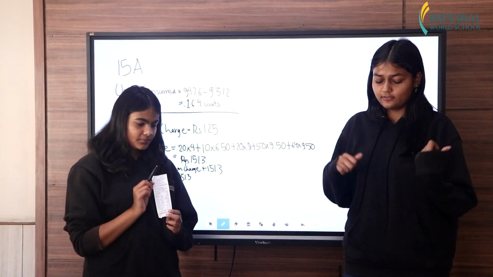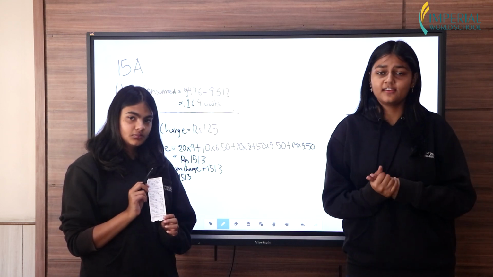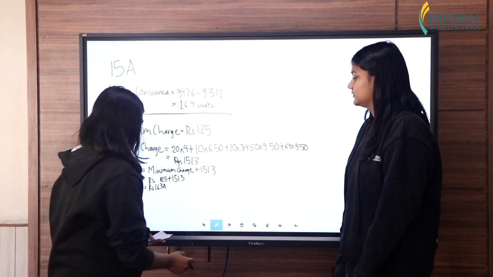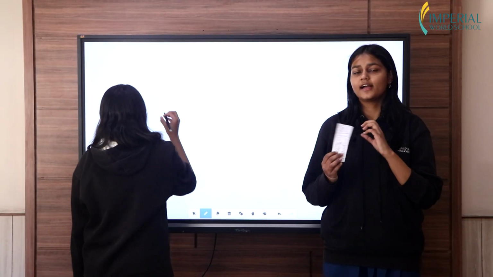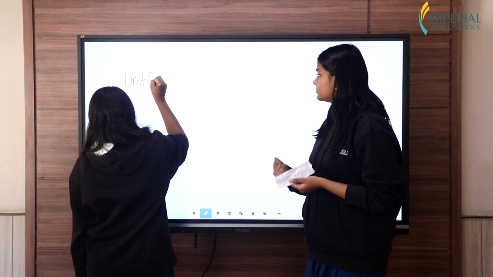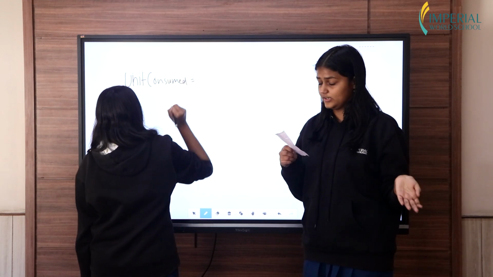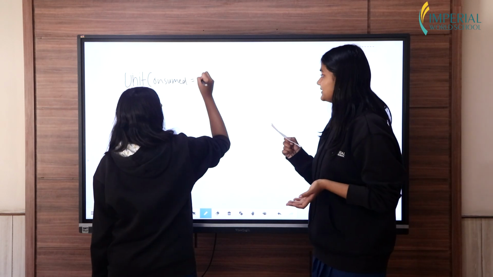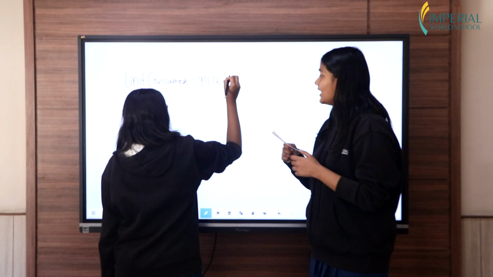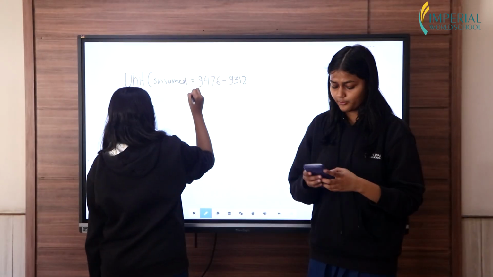Now we check if the bill has a rebate or not. For each bill, you get 2% of rebate if you pay the amount in the given time. So let's calculate it. So now let's calculate the unit consumed for this month. To find the unit consumed each month, we must subtract the present month's reading from the previous month's reading. For this bill, the present month's reading is 9476 and the previous month's reading is 9312. So now let's subtract it.